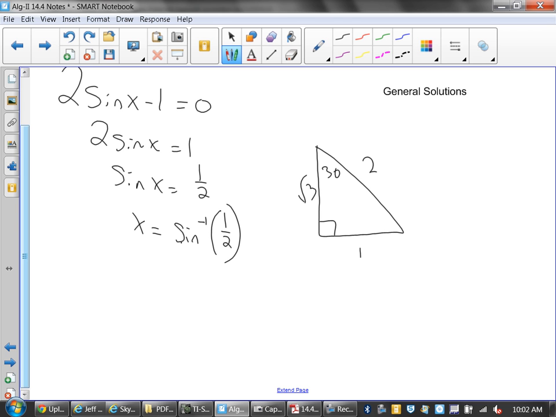Now, in terms of radians again, do you guys remember what the 30-degree angle was? Very good. So this x value is going to be at pi over 6. And what's the other one then? Remember, sine is positive in the first and the second quadrant. Very good. Over here is 5 pi over 6.